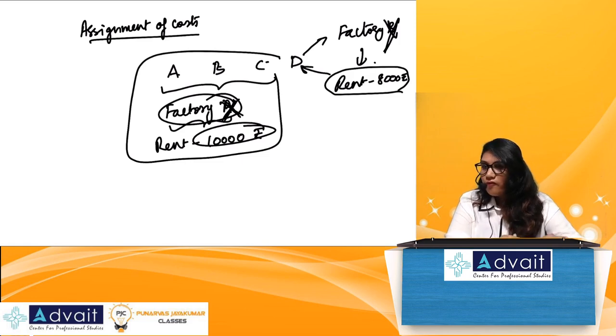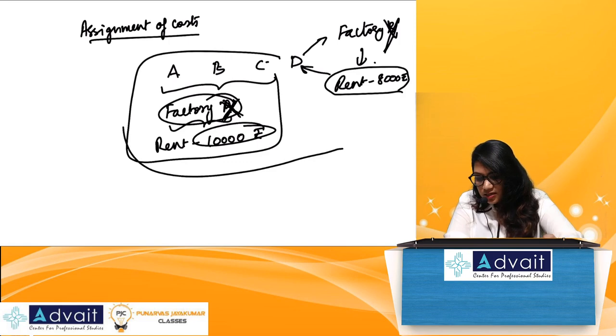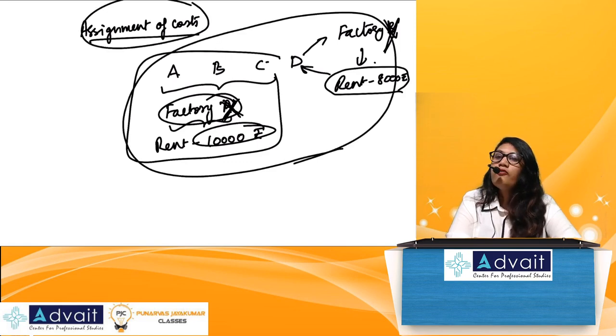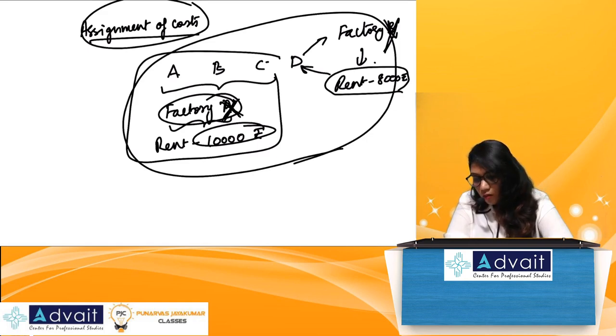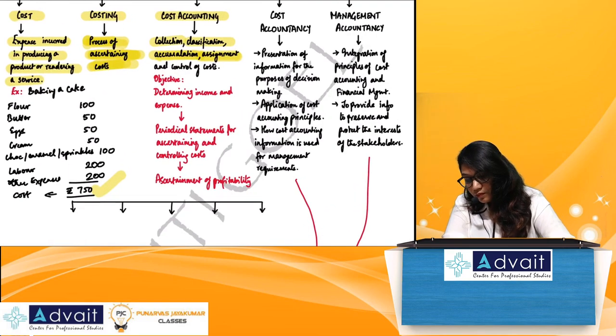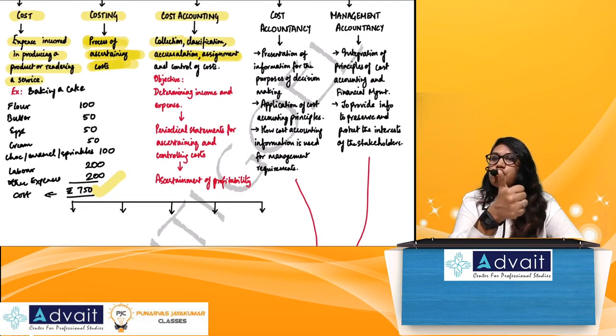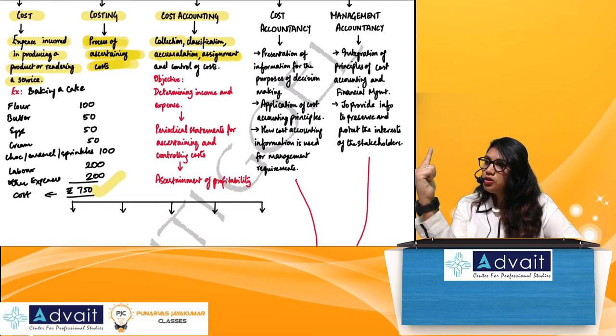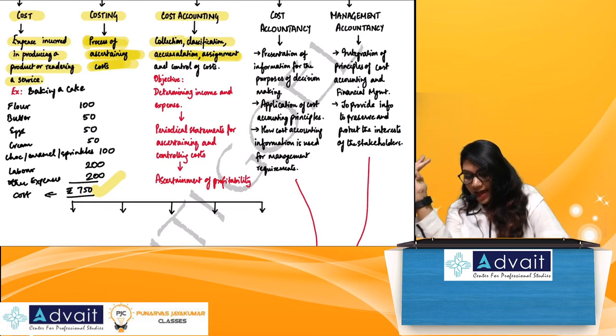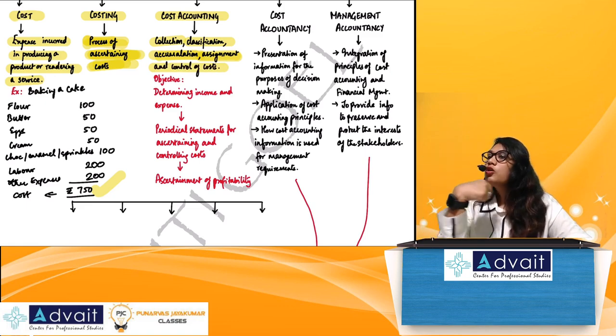So we have to figure out a way. It could be anything, floor area, floor space, whatever. We are not going into that. So we have to figure out a way. That's it. This is called assignment of costs, which we will be doing later on. So collection, classification, accumulation, assignment, and control of costs.